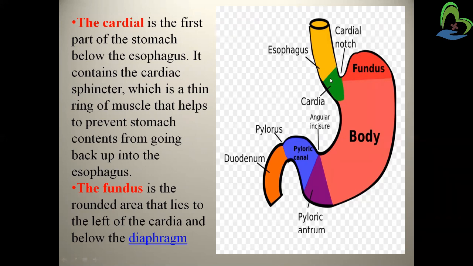It is the first part of the stomach below the esophagus, and it contains the cardiac sphincter. Here the cardiac sphincter is present, which is a thin ring of muscle that helps to prevent the stomach contents from going back up into the esophagus. Through the cardiac sphincter, the food content is stored within the stomach.